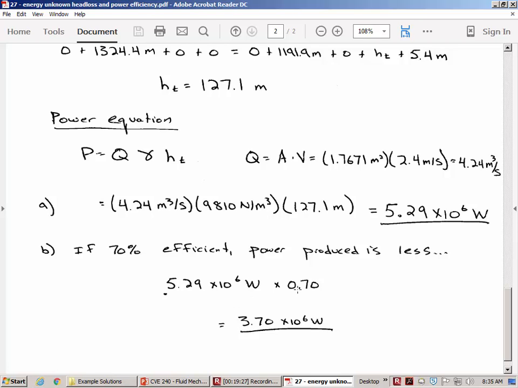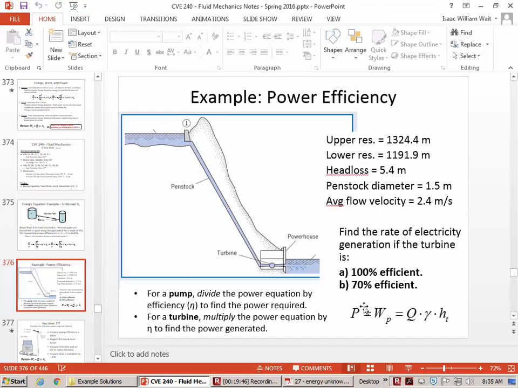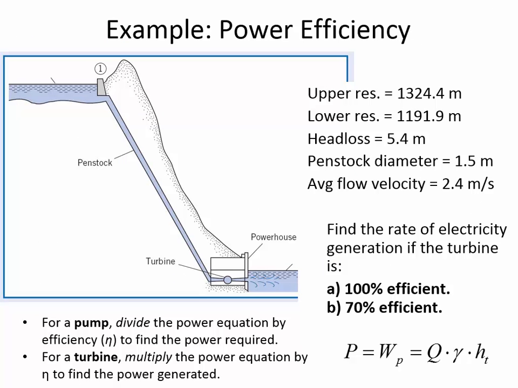It would maybe be more realistic, if we're considering the losses in the turbine and the losses in the generator, to assume something like maybe 70%, and so 0.7 times that would give us 3.70 times 10 to the 6th watts. If we go back to this slide, it said if you have a turbine, you multiply by the efficiency factor, and that's what each of you did. You realize it has to be less power if it's not as efficient. And so what are you going to do? You're going to multiply by the efficiency factor, and then that gives you less power, right?